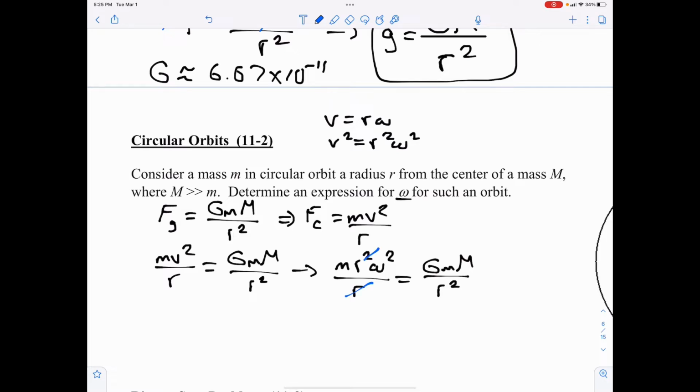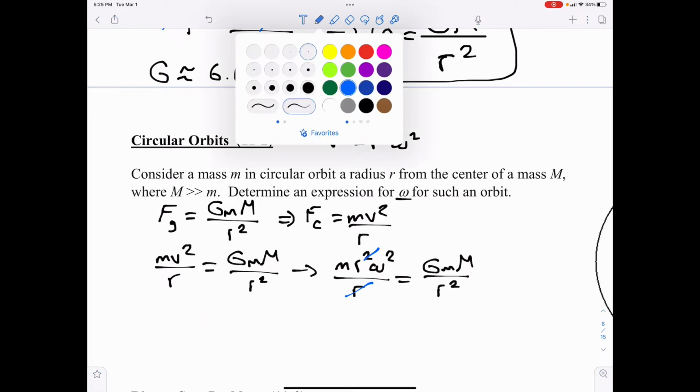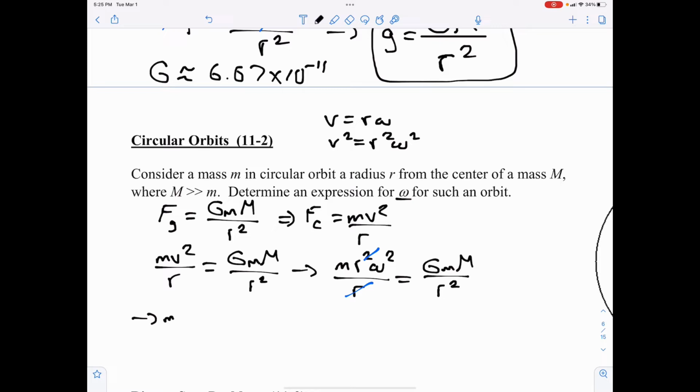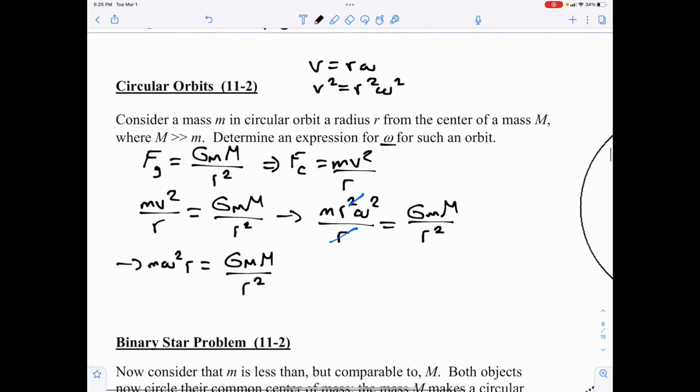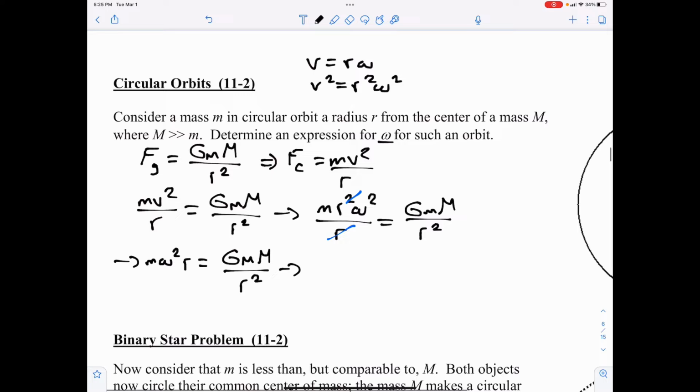This is going to cancel with one of these, and we are left with m omega squared R equal to big G little m big M over R squared. So for omega, we would divide by R, so now it's R cubed. Little m is going to cancel on both sides. And omega, when we square root, is going to be equal to the square root of big G, big M over R cubed.